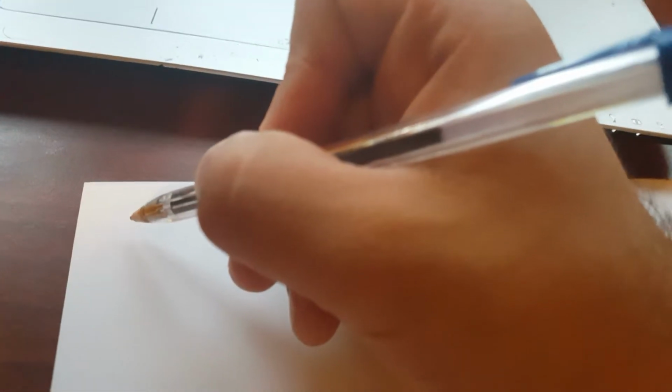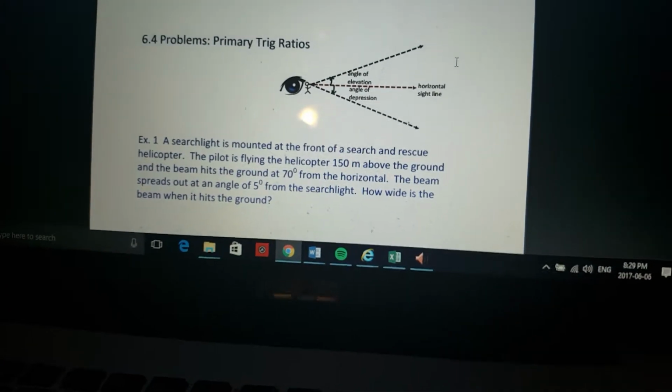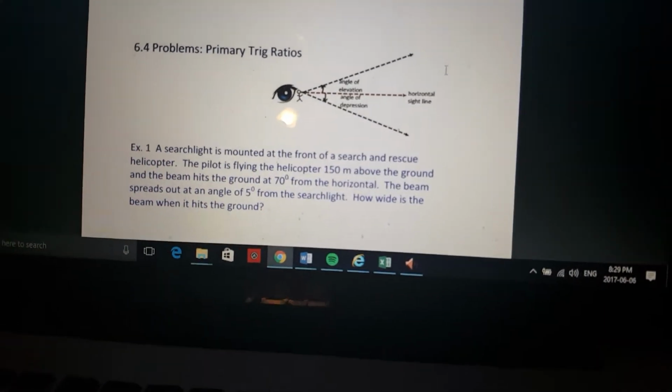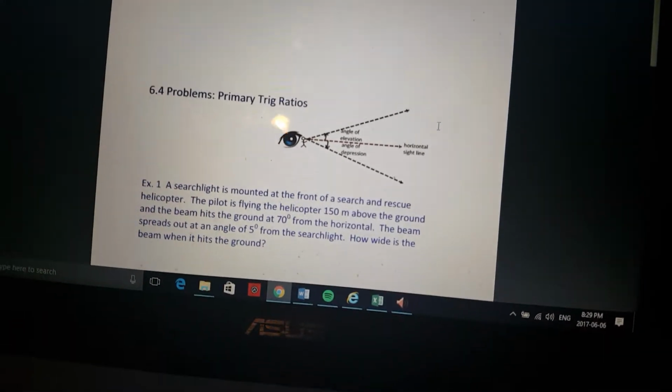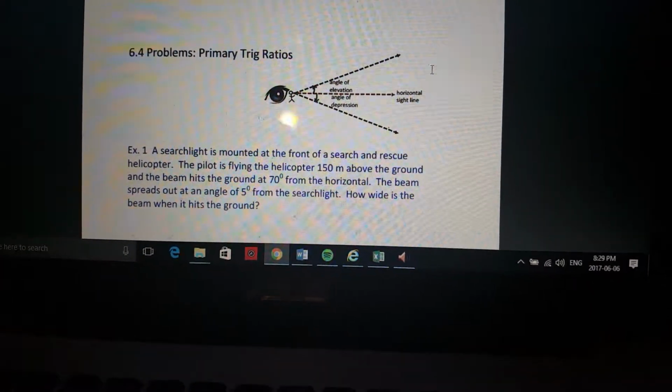With these problems, the best strategy is to draw out a diagram, because I might give you a diagram, I might not. So you have to be able to draw a diagram from what you see, or from the wording given to you. A searchlight is mounted at the front of a search and rescue helicopter. Let's start with that. You don't have to draw a helicopter if you don't want. I'm going to make an H.